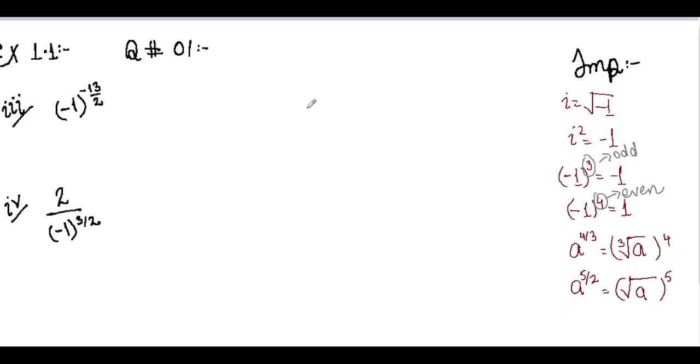Now moving towards part 3, it's with this property that we are going to do it. Minus 1 whole raised to the power 1 by 2. I'm just separating it to make it easier for you. And the whole power, this minus 13, remains the same over here. So then it becomes minus 1 whole raised to the power 1 by 2, which means under root of minus 1 whole raised to the power minus 13.